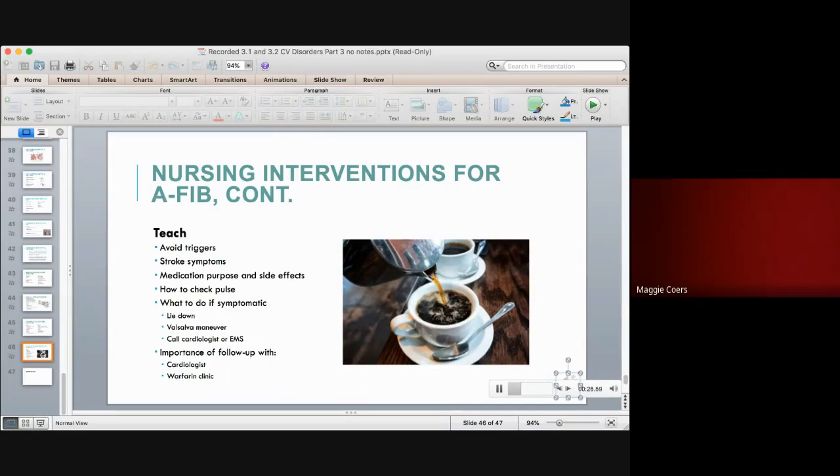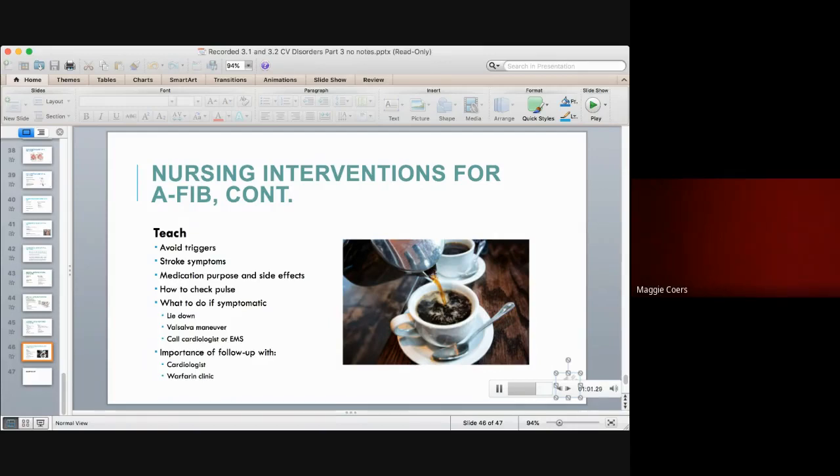If the patient starts to feel their heart fluttering or racing, what do we want them to do? We want to teach how to check for their pulse and educate about medications. What do they do if they're symptomatic, if they feel their heart fluttering or racing? They should lie down and avoid the Valsalva maneuver because that can lower the heart rate even more. When does the patient call the cardiologist and when should they call EMS?